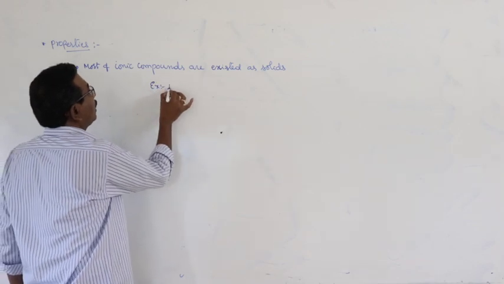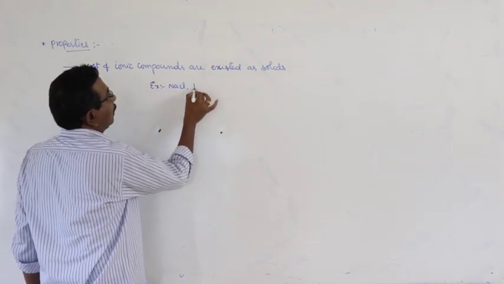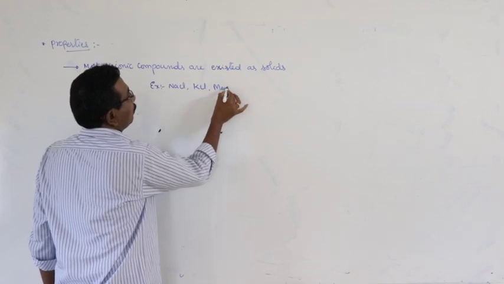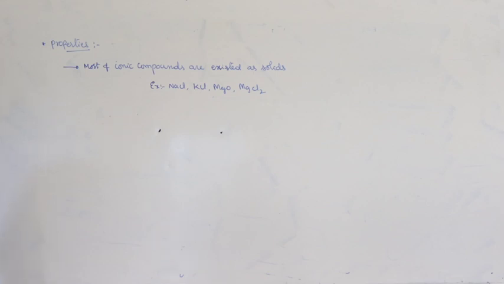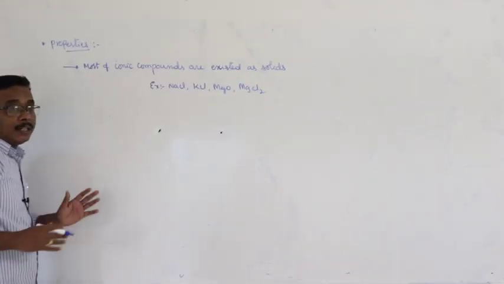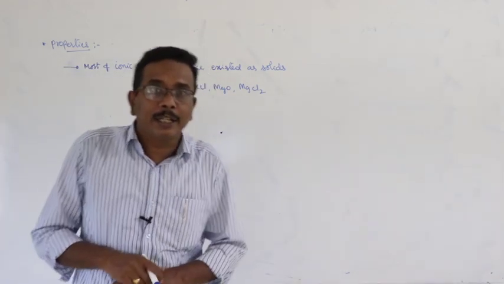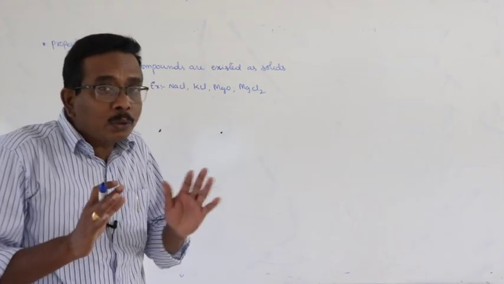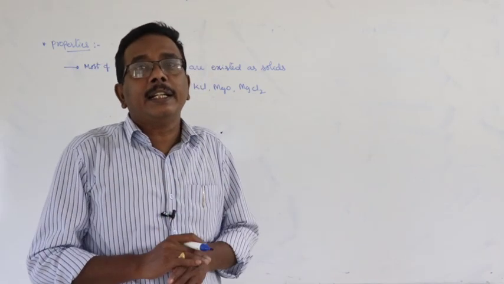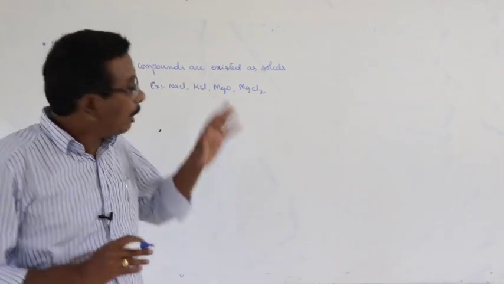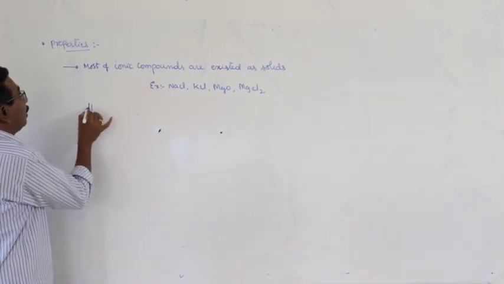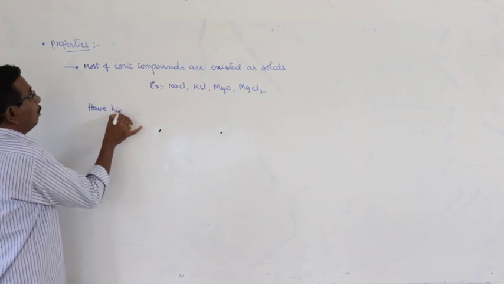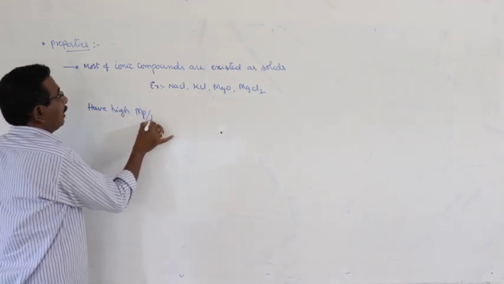Example, there are so many examples. NaCl, KCl, MgO, MgCl2. These are all examples to the ionic compounds that are existed in the form of solids. And here they have high melting points and boiling points. And they are good conductors of heat and electricity in aqueous solution only. But in solid state they are bad conductors.